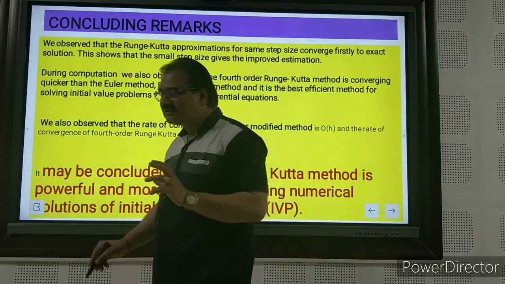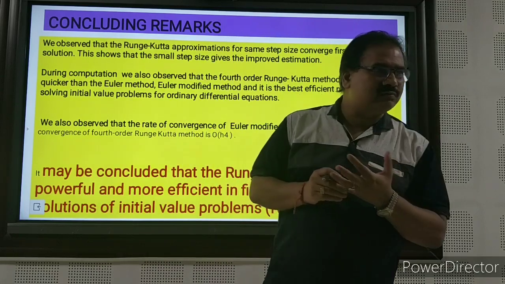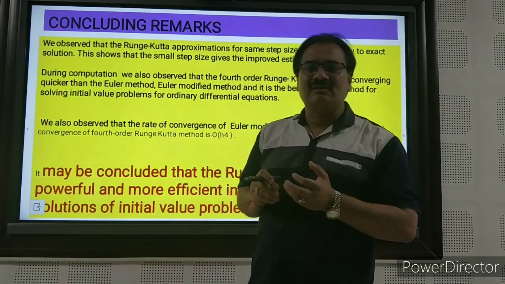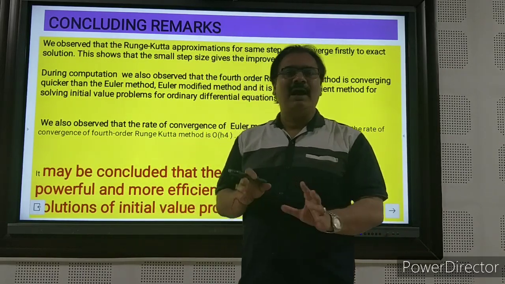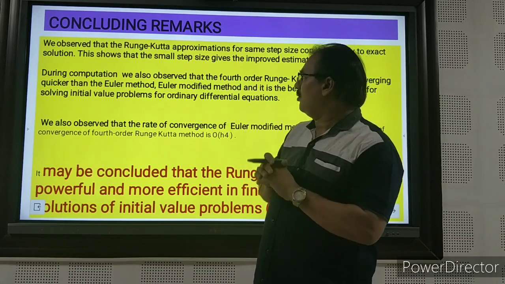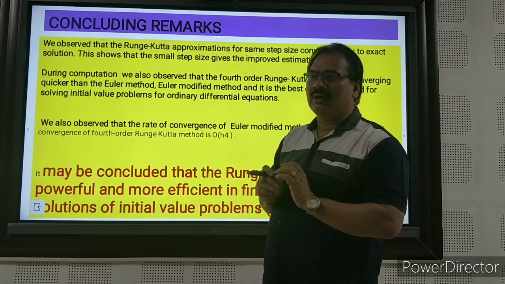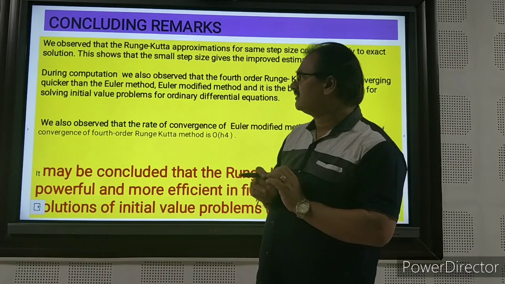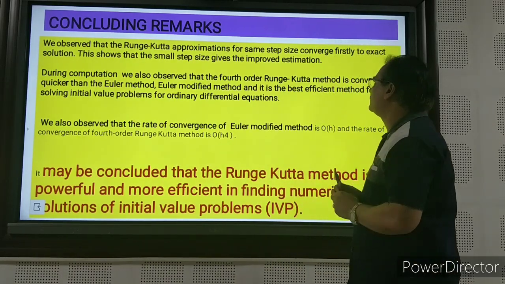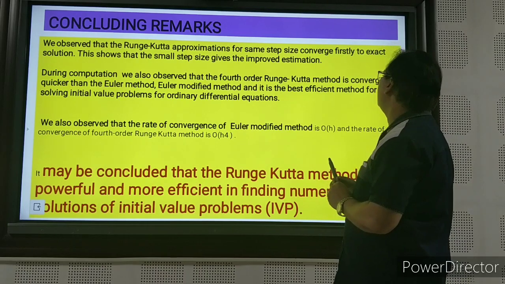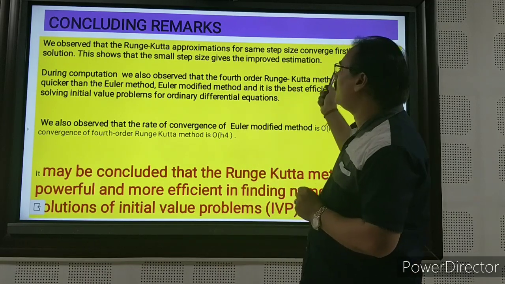So now, in a nutshell, we have studied the three methods for initial value problems. The first method we discussed was the Taylor series method. Second was Euler's method. Third was Euler's modified method. And now the last is the RK method. So what is the conclusion about the available numerical solution methods for ordinary differential equations? We observed that among all these methods, the Runge-Kutta approximation for the same step size converges first to the exact solution. This shows that a small step size gives an improved estimation.